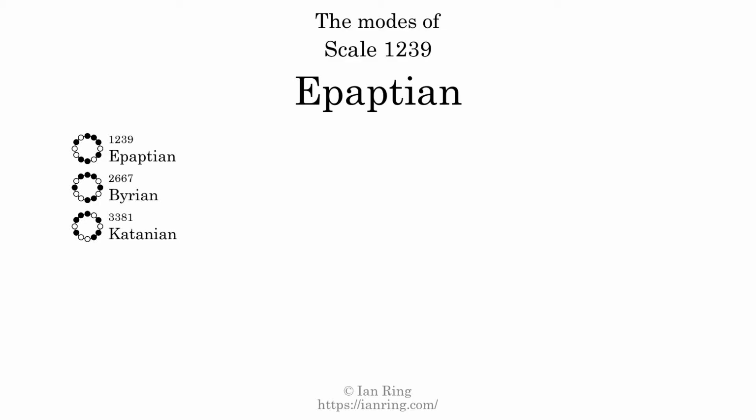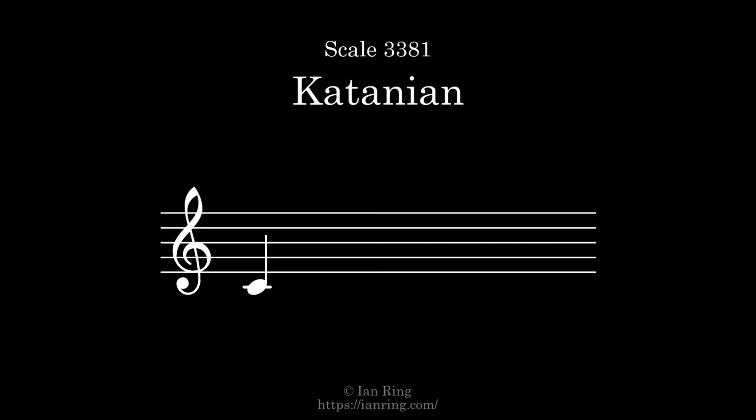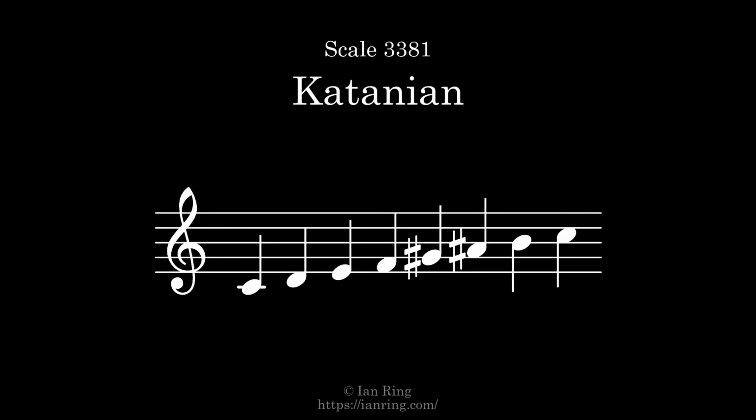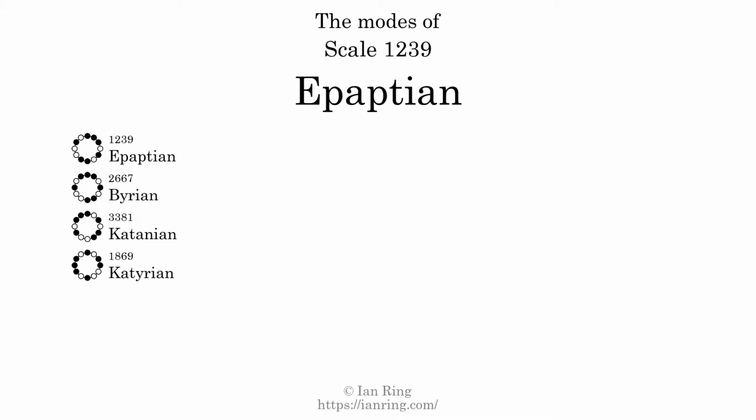The third mode is scale 3381, also known as Coherentian. It sounds like this. The fourth mode is scale 1869, also known as Coherentian. It sounds like this.